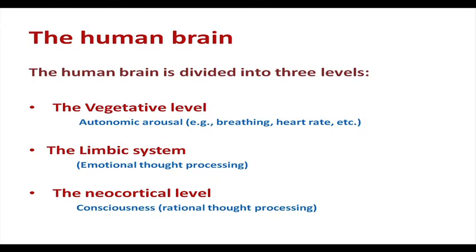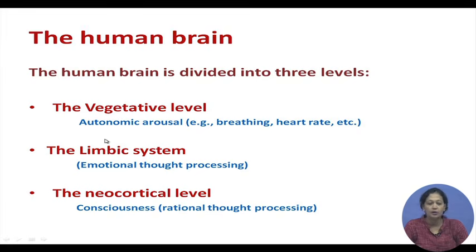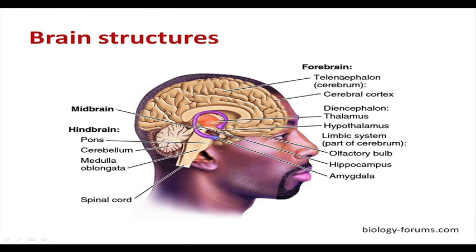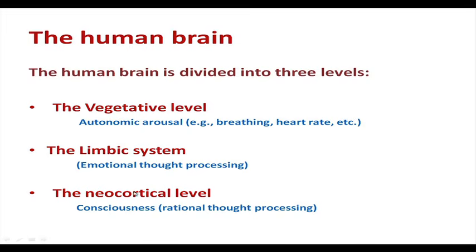As you can see, the vegetative level is primarily related to the autonomic arousal. So, that is the breathing, heart rate. So, these are more of the physiological responses. The limbic system is related to the emotional thought processing, and the cortical level is for the higher order functions. That is what we were talking about, the forebrain structures, okay, and primarily the cerebral cortex. So, this is related to rational thought processing.